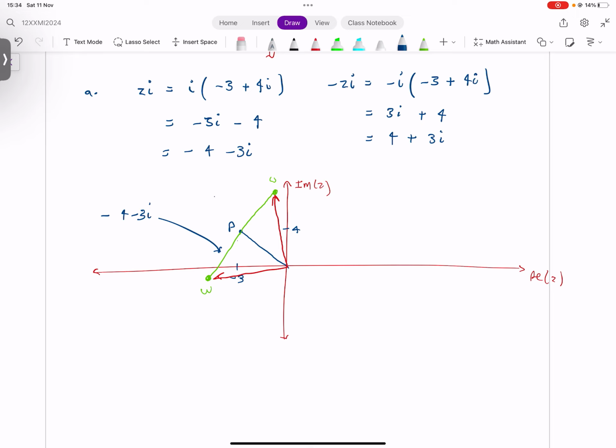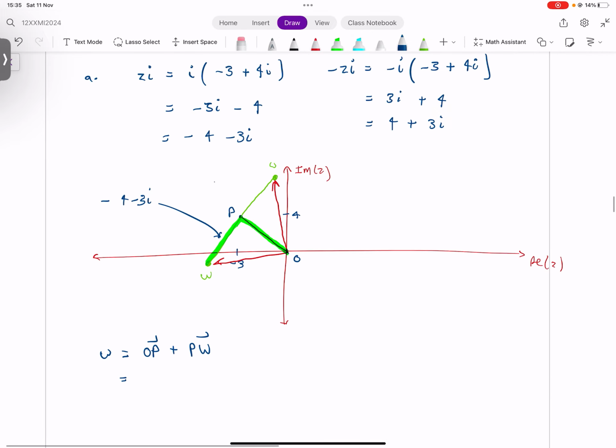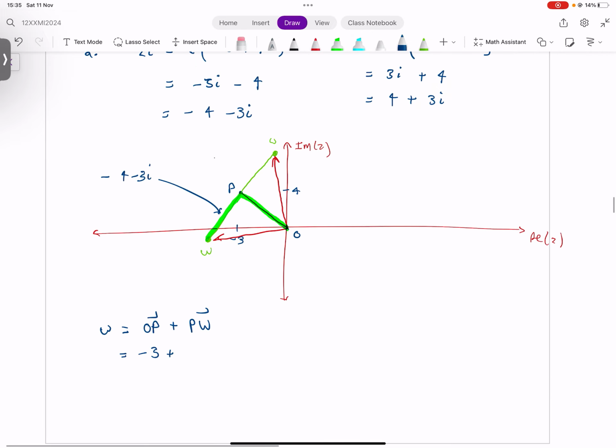To get from O over to w, we're going to go up along vector P and down along this vector here. So this is going to be the vector. So w is going to equal OP plus PW. Now OP is the complex number z, minus 3 plus 4i. And PW we just figured out was minus 4 minus 3i. So that would be minus 7 plus i.